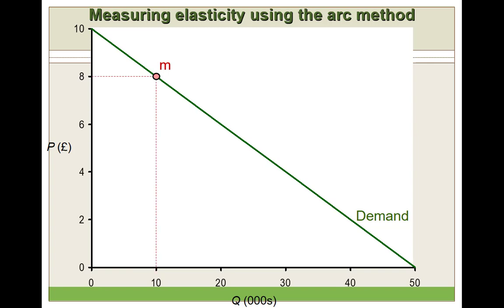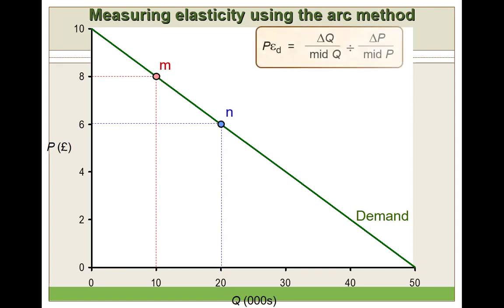Say that at point M, we have the coordinates price 8 and quantity 10. At 8 pounds, we demand 10 units. At point N, that's when the price declines. So we reduce the price to 6 pounds, and now that it's a lower price, the quantity demanded is higher. Make sense? This is the law of demand, yeah? As the price of a commodity declines, quantity demanded increases. It's the movement along the curve.